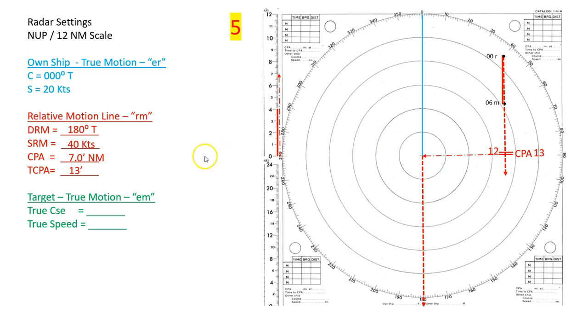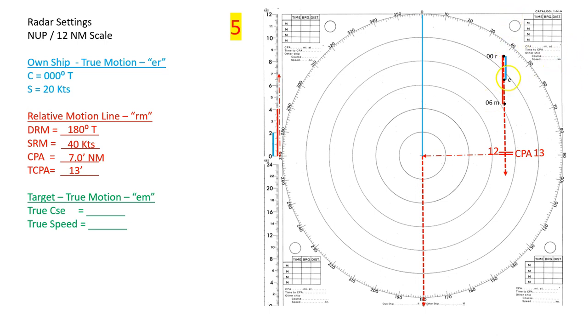Now let's do our true motion. So I'm going to add in my motion. I'm going 0, 0, 0 at 20. So I'm going to put 2 miles in 6 minutes. I bring that to R. I'm going to label this point E. And we are ER, they are EM. And again, there's no triangle, it collapsed. This is a special case.